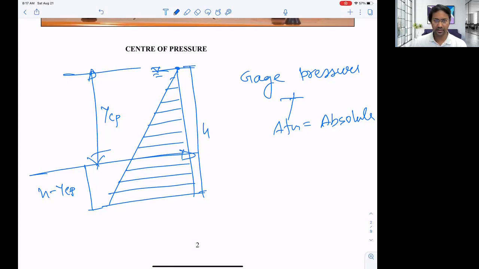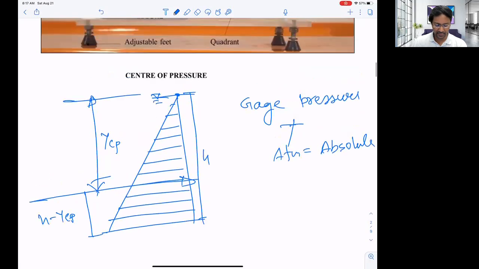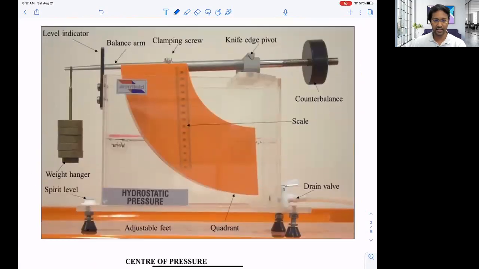The experimental setup here is like this. It is called a toroidal section. It is a rectangular section and it has a bend. It is kind of showing a quadrant of a circle. You can see here, right?